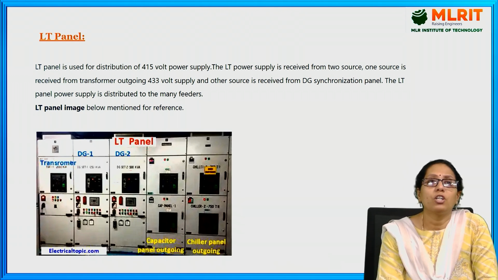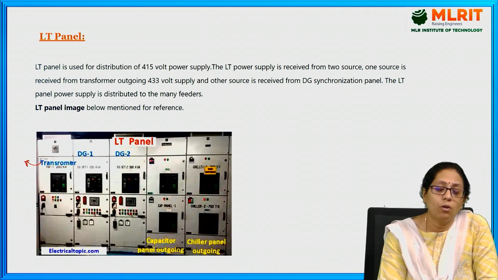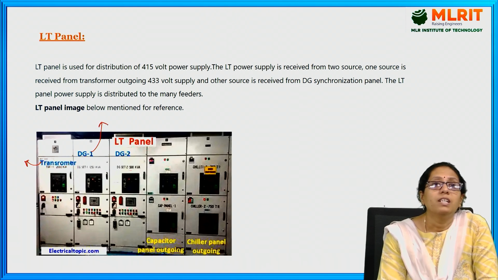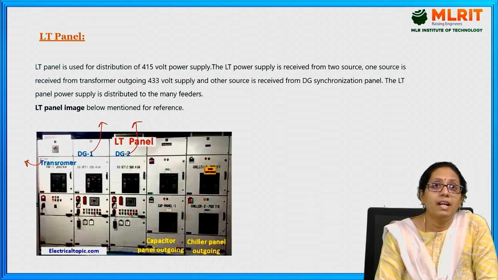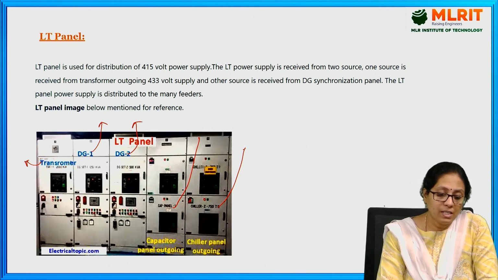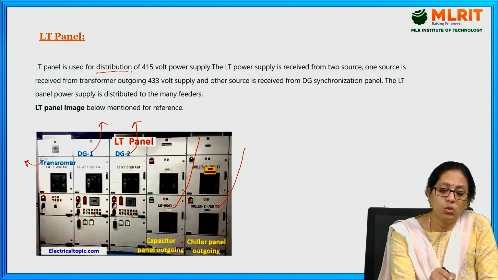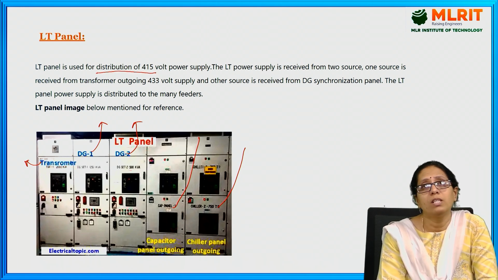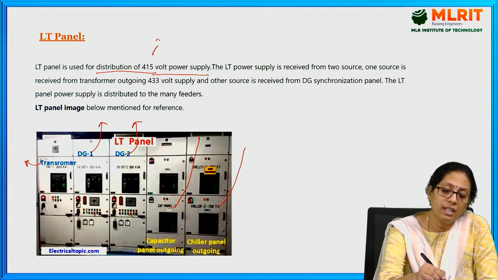Here you can see the picture of an LT panel, where you can see the connection given to the transformer, and this is the connection given to the DG, that is diesel generator 1, and this is diesel generator 2, and for the transformer and for other electronic equipment different panels are connected. All these panels are placed in a single board, that is the LT panel board. This LT panel board is used for distribution of 415 volts power supply, that is for 3-phase supply.